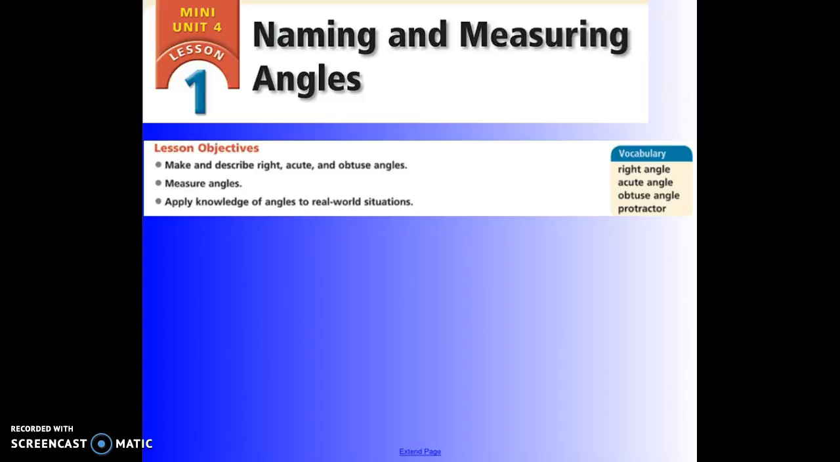This is Mrs. Nasland, and today we will be looking at Unit 4, Lesson 1, Naming and Measuring Angles. Our learning targets for today are: I can make and describe right, acute, and obtuse angles. I can measure angles using a protractor, and I can apply knowledge of angles to real-world situations. Our vocab is right angle, acute angle, obtuse angle, and protractor. We'll be talking about all of these vocab words as we go through the lesson today.